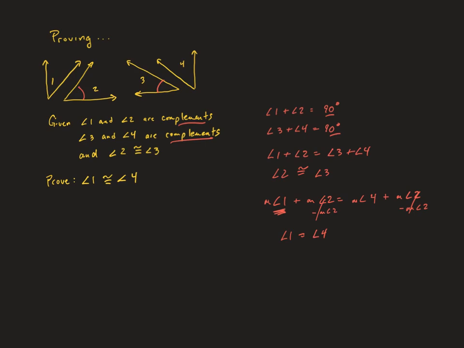And then they are congruent, because if they're equal to each other, angle 1 then is congruent to angle 4, because that is the definition of congruent angles. If they're equal, then they are congruent.